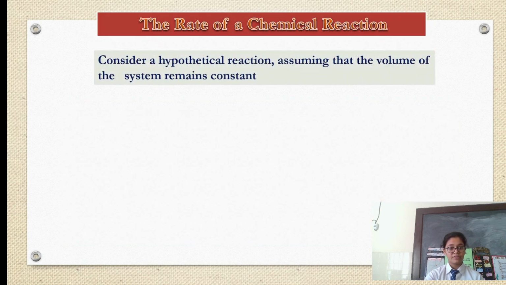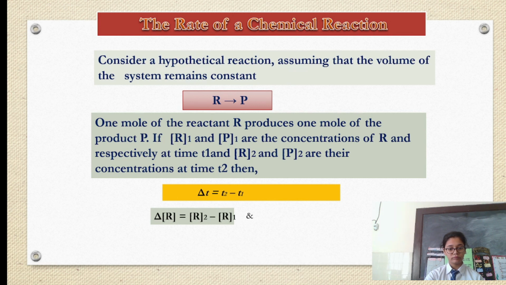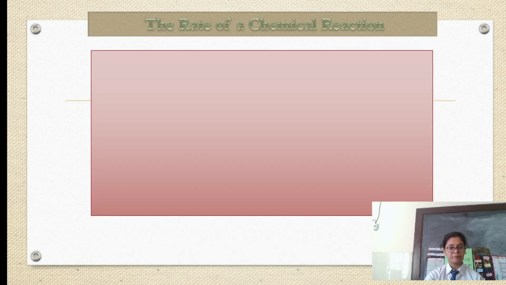The rate of a chemical reaction. Consider a hypothetical reaction, assuming that the volume of the system remains constant, as given below. 1 mole of reactant R produces 1 mole of product P. If R1 and P1 are the concentrations of R and P respectively at time T1, and R2 and P2 are the concentrations at time T2, then the reaction is as given below. The square brackets in the above expressions are used to express molar concentration.